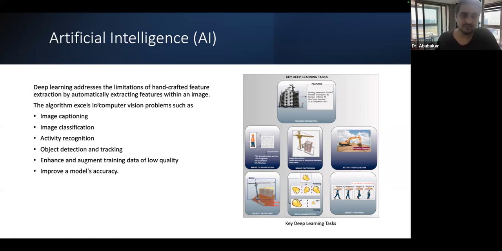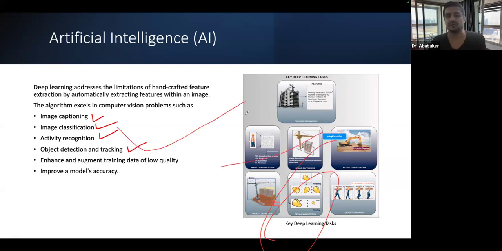So to solve these kinds of issues, we can have image captioning, image classification, action recognition, object detection and tracking, enhancement, augmentation, and improved model accuracy. These kinds of algorithms can help us to improve the productivity in our construction industry, right? So later I have also other examples for that, right?